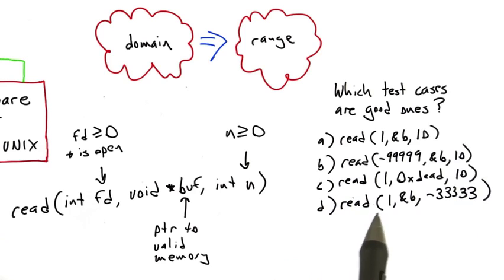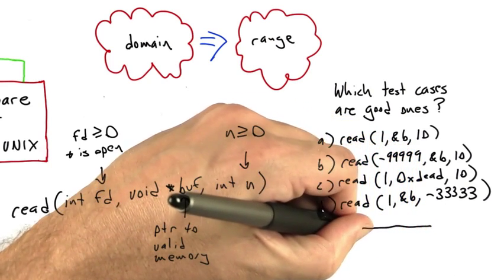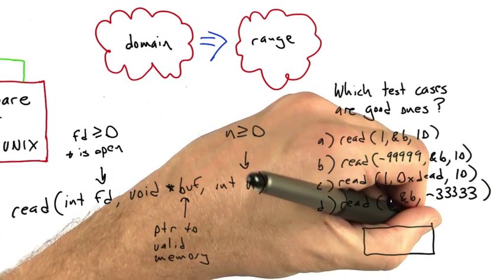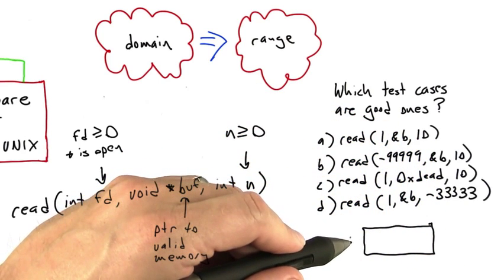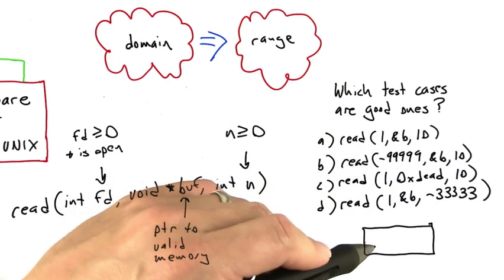And a final test case reads into file descriptor 1 into a valid address B, but reads -33333 bytes. So go ahead and write your answer. Write the letters indicated for all of the test cases that you think are good ones for a Unix kernel in the space provided.